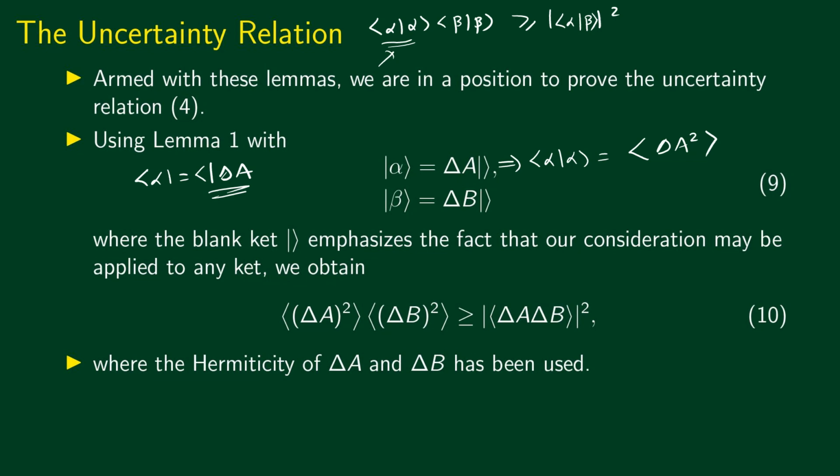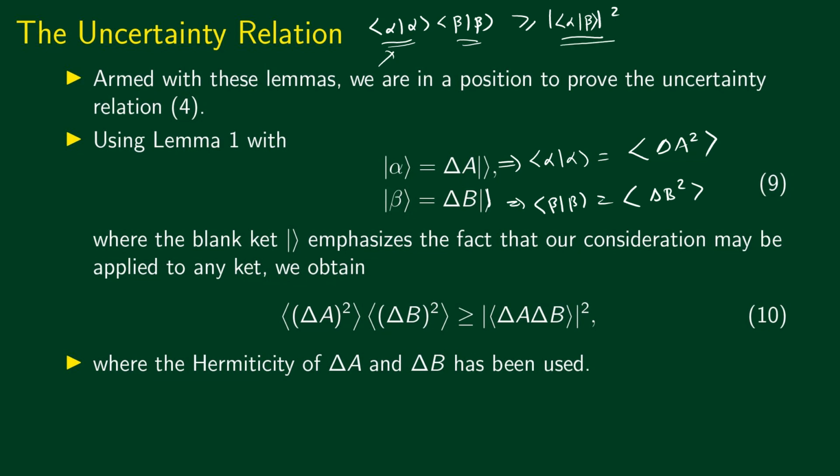Similarly, for bracket beta beta, we write ket beta as delta B acting on this blank ket. This means that bracket beta beta can be written as the expectation value of delta B square. We are just using the same states here: the ket that appears here is also the ket that appears here, whatever that state is. Now we can also find the right hand side here.